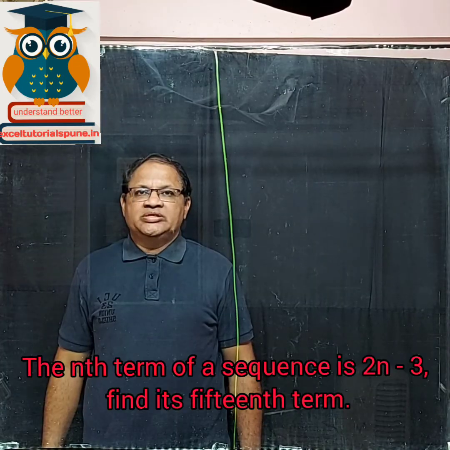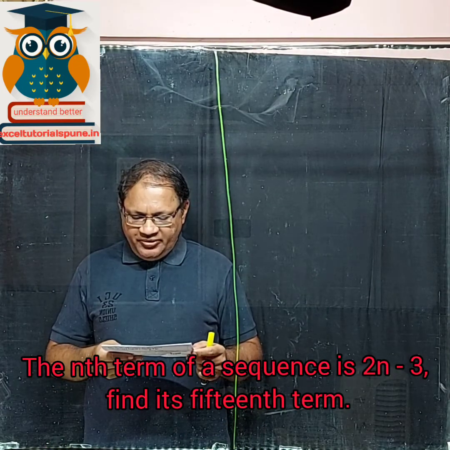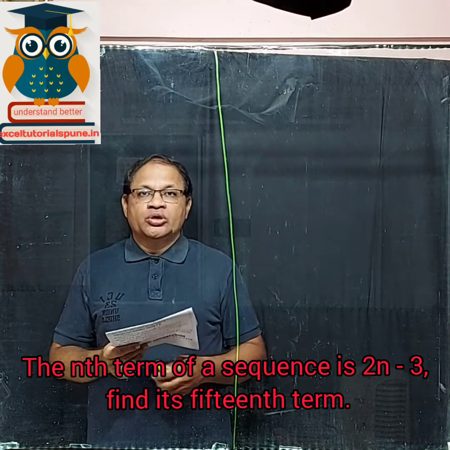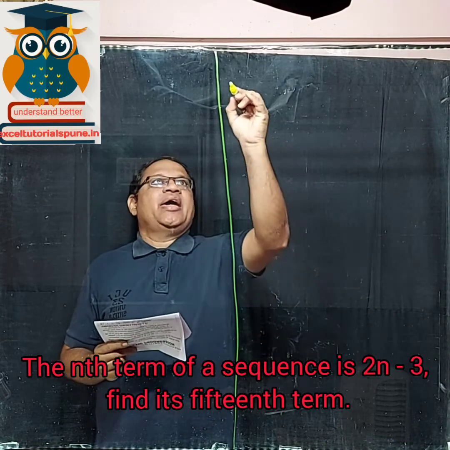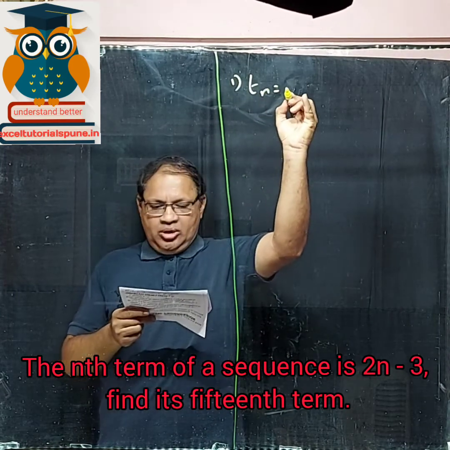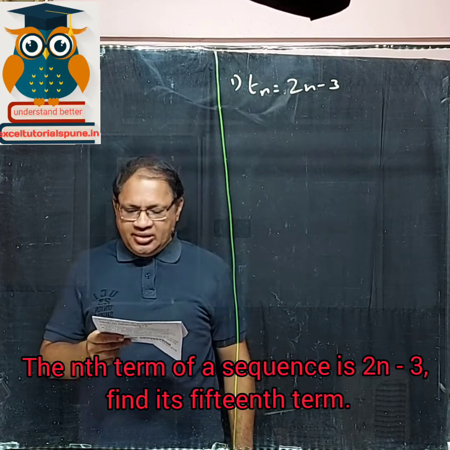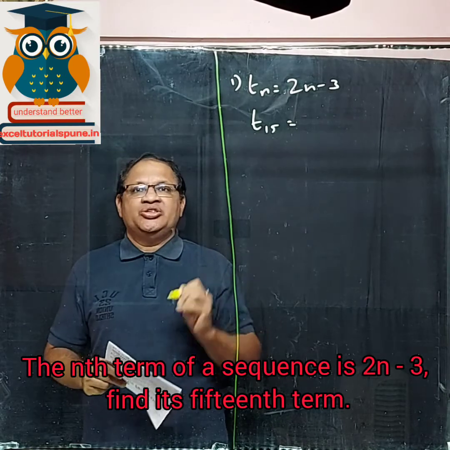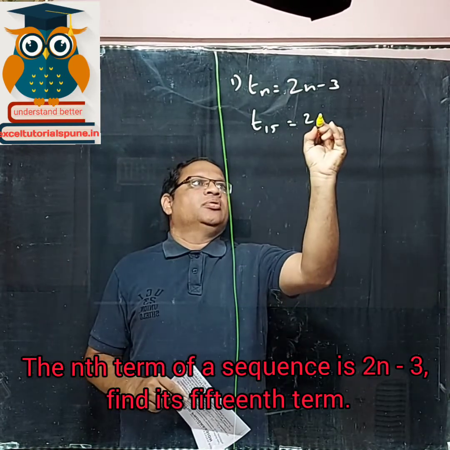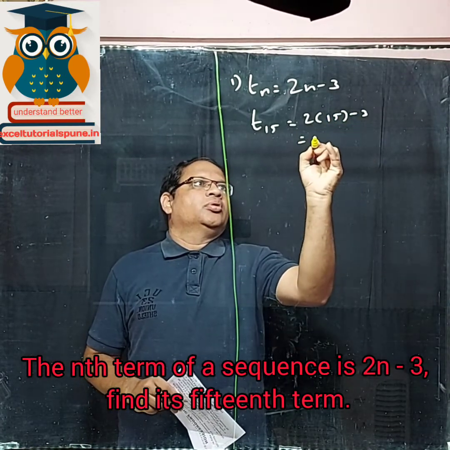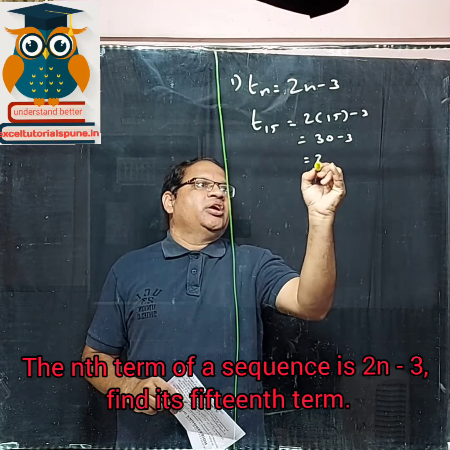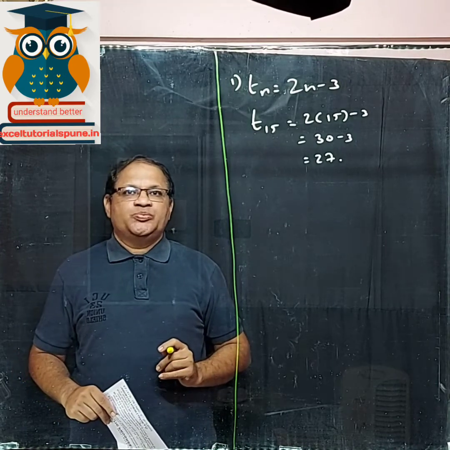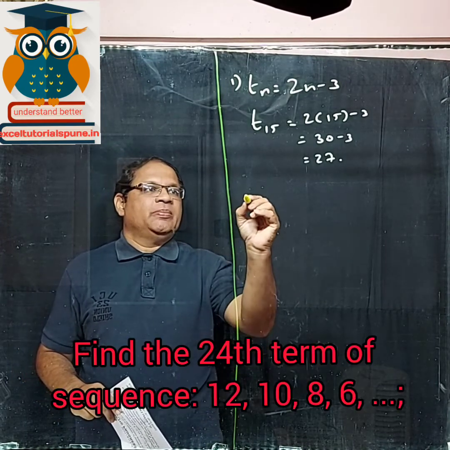Alright. Now the first sum. The nth term of a sequence is 2n minus 3. Find the 15th term. So they have given the nth term, 2n minus 3, and they want the 15th term. So 15th term means instead of n you put 15. That is the 27th. So the 15th term is 27. This is probably the easy sum because it's the first sum.